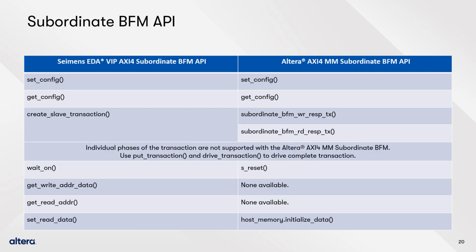For the subordinate BFM API, we still have some similar API calls such as get config and set config. With the create slave transaction, Altera breaks those out into a write response and a read response transaction. And for the Siemens, individual phases were provided. However, with the Altera BFM, you will need to use the put and drive transaction to drive the complete transaction. There are also APIs like get write address data and get read data, which are not available. And for the set read data, we then go to host memory initialize data.